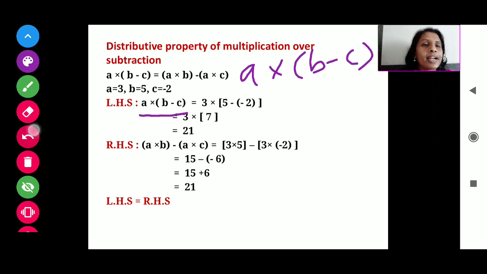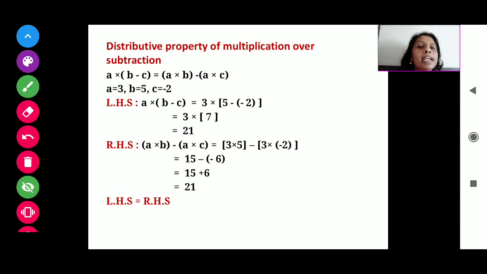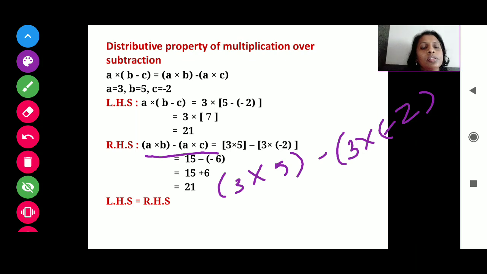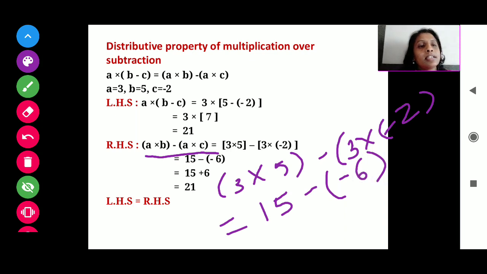Now we will check our right hand side. What will be our right hand side? A into B minus A into C. So what is our A into B? 3 into 5, minus, what is our C? C is equal to minus 2, so 3 into minus 2. So 3 into 5 is 15, minus in the bracket minus 6. So 15 minus minus is plus 6. So our answer will be positive 21.